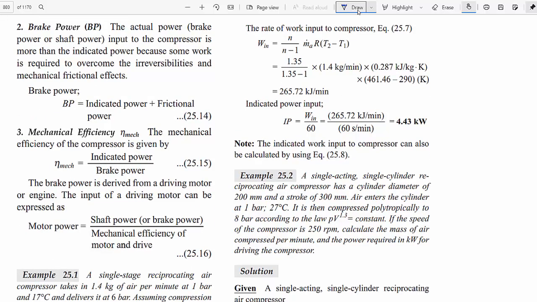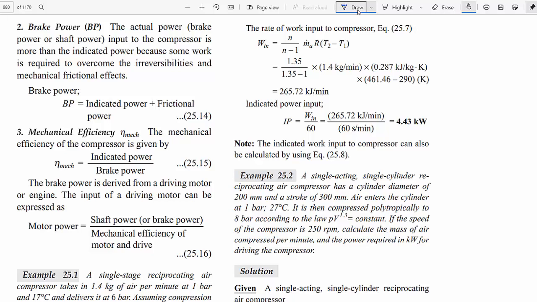Then motor power: the motor is connected with the compressor through a shaft. Only then is the brake power transferred from motor to compressor. Then the shaft power is driven by the mechanical efficiency of the motor, the mechanical efficiency of the motor and drive. If we connect it with a gear transmission, we consider the efficiency of the gear transmission drive also. Or otherwise you can directly couple the motor and compressor. There is no need for drive efficiency, then we consider only the mechanical efficiency of the motor.